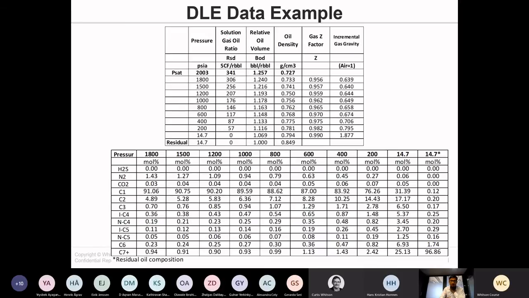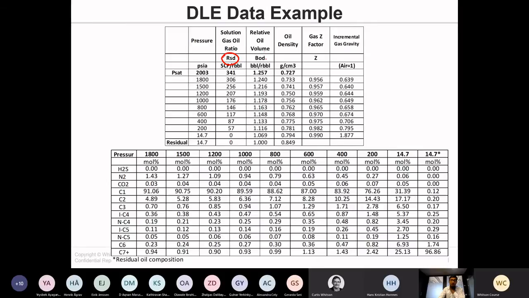The labs report the solution gas oil ratio, that's Rsd. We saw it before, and the units for Rsd are SCF per residual barrel. If it's written stock tank barrel, that will be wrong, because the DLE data have to be corrected to the stock tank condition. So this is on the basis of the residual barrel that we get at the end of the DLE experiment.